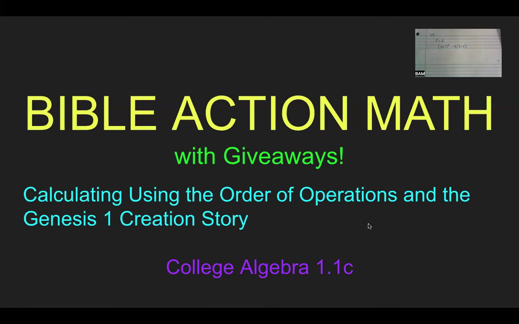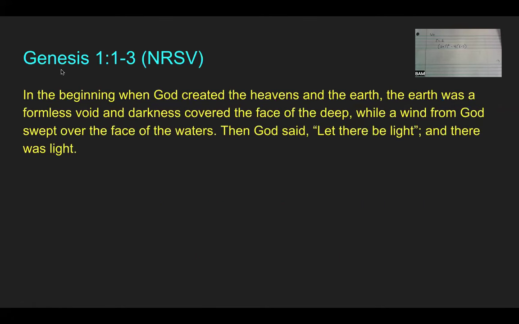This is College Algebra Lesson 1.1c, calculating using the order of operations and the Genesis 1 creation story. In Genesis 1, verses 1 through 3 in New Revised Standard Version, it says, "In the beginning, when God created the heavens and the earth, the earth was a formless void, and darkness covered the face of the deep, while a wind from God swept over the face of the waters. Then God said, 'Let there be light,' and there was light."